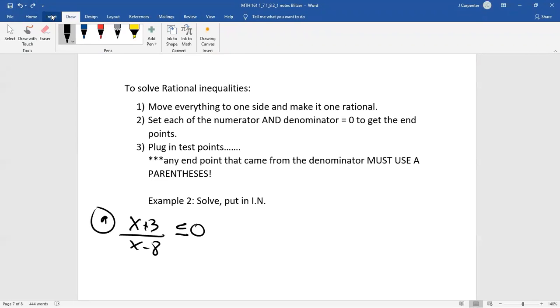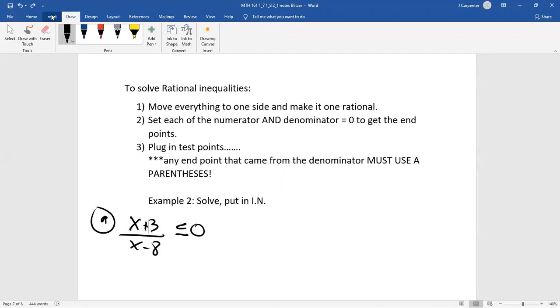So we don't want to multiply both sides by x minus 8. That would actually be a really bad idea. We would in fact lose one of the endpoints if we were to do that. So don't do that. Do not try and clear the fractions here. If you have multiple fractions, it means you just got to get an LCD and squish them together.